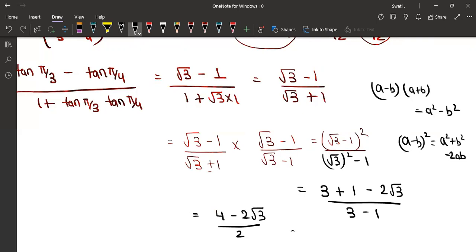Now from the numerator, I can take 2 common. So what I'm getting? 2 times 2 is 4, and here root 3 only, and then upon 2. Now this 2 and 2 will get cancelled. So what is the final answer I'm getting? The final answer that I'm getting is 2 minus root 3, and this is the answer.